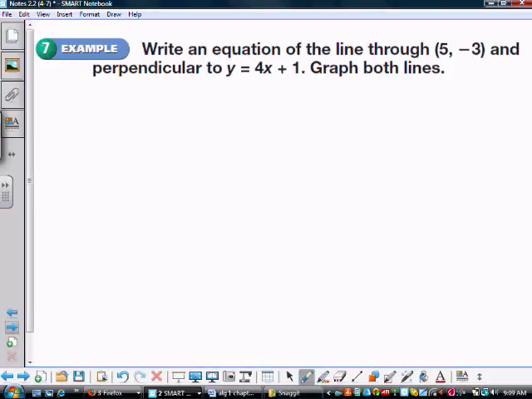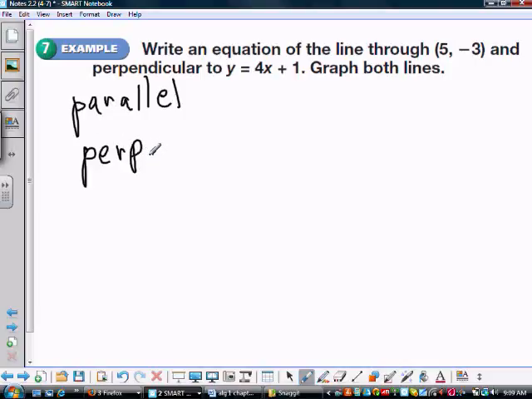Okay, write an equation of the line through 5, negative 3 that's perpendicular to y equals 4x plus 1, and then make a little graph. Okay. So we got to remember about parallel and perpendicular lines.